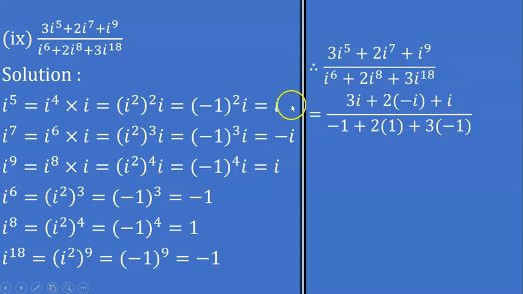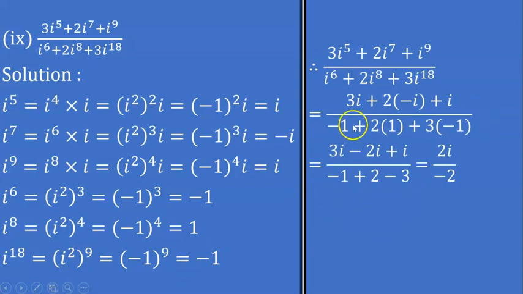Okay. i^6. i^6 means what? Minus 1. 2 into i^8. What is i^8? i^8 is 1. Therefore 2 into 1 you will get here 2. Next 3 into i^18. 3 as it is here. i^18 means what? Minus 1. 3 into minus 1.